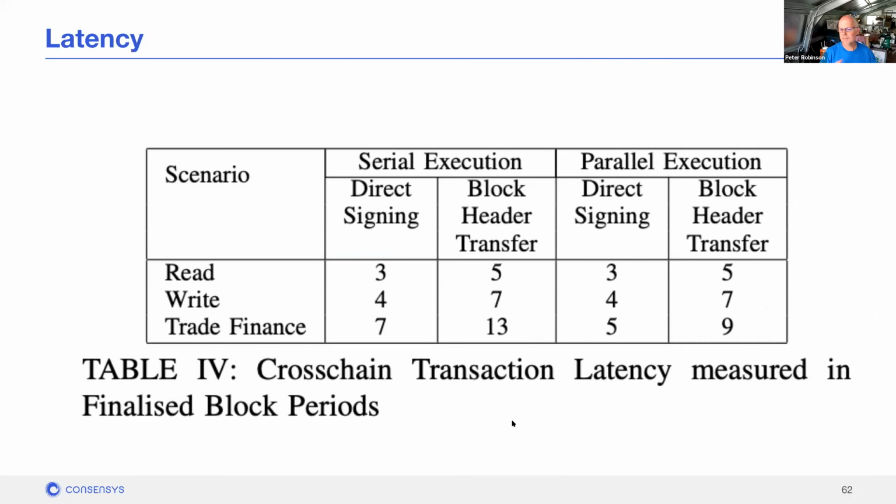And you remember I was talking about amounts of latency. And as you can see, if you've got a parallel execution engine and direct signing, it's much faster than if you're executing exactly the same thing using serial execution and block header transfer. So things just take longer.